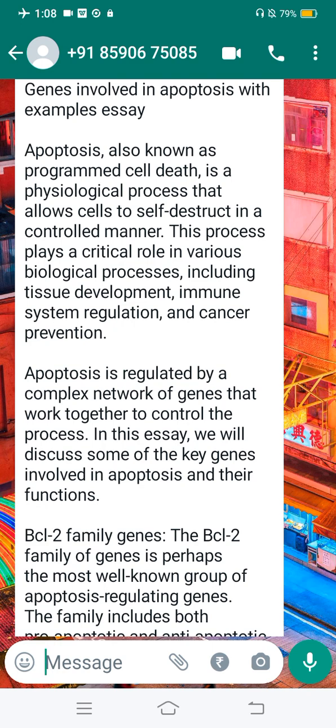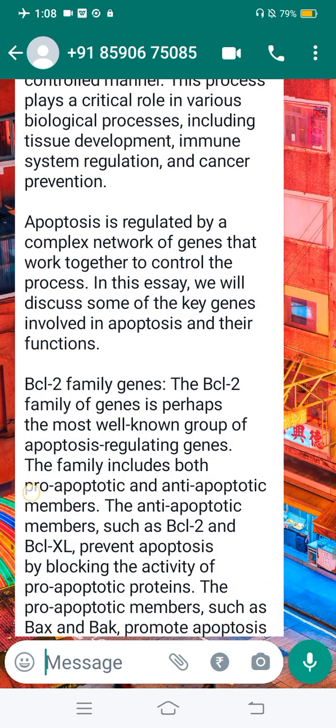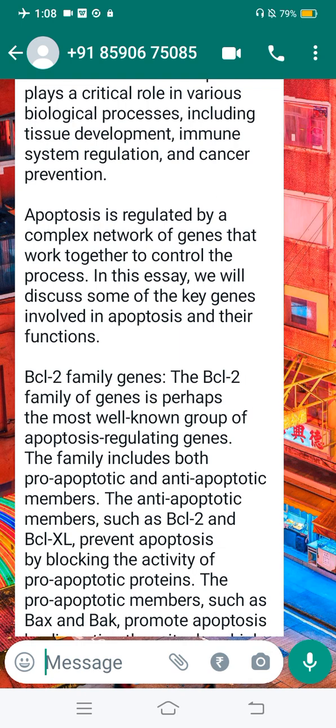Apoptosis, also known as programmed cell death, is a physiological process that allows cells to self-destruct in a controlled manner. This process plays a critical role in various biological processes, including tissue development, immune system regulation, and cancer prevention. Apoptosis is regulated by a complex network of genes that work together to control the process. In this essay, we will discuss some of the key genes involved in apoptosis and their functions.